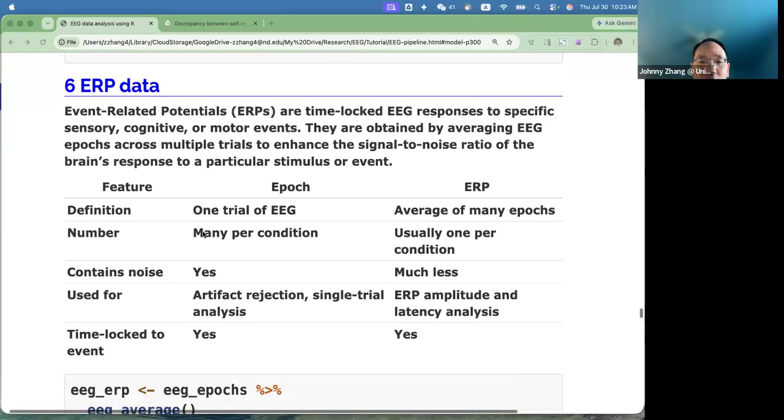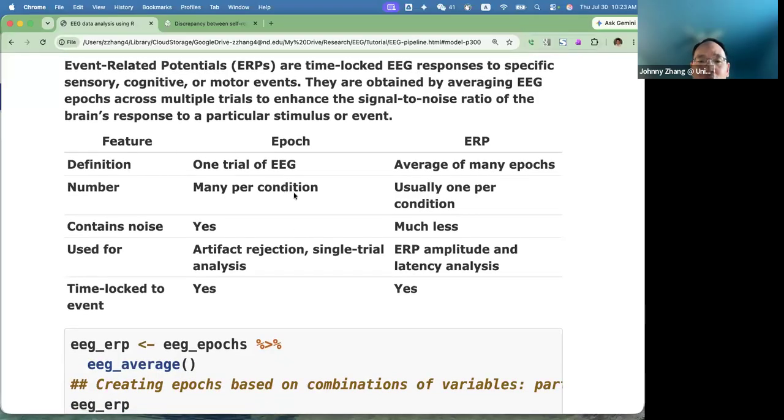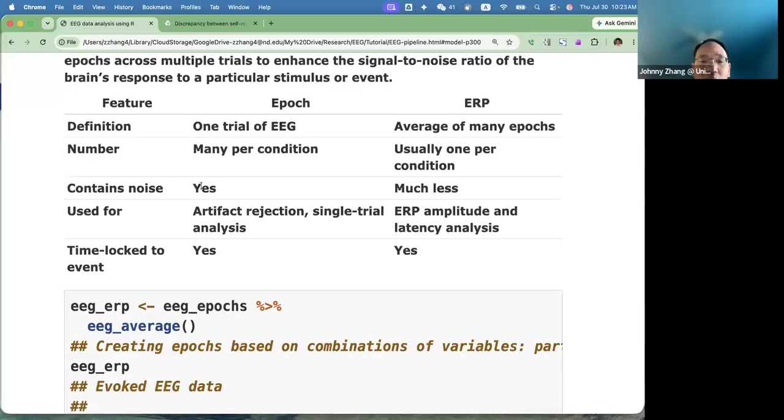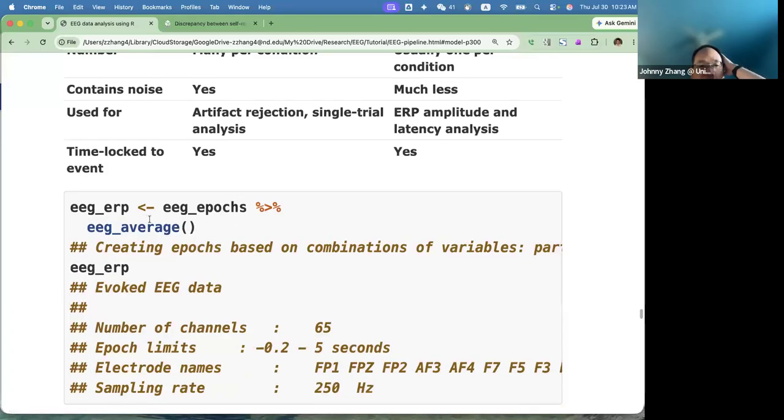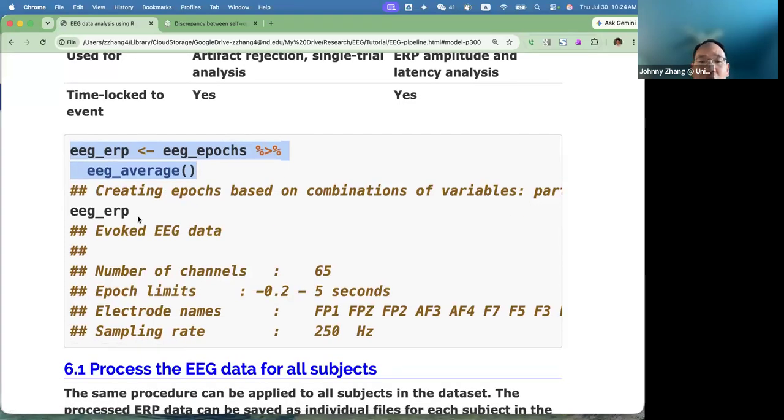Okay. So the difference is that for epochs it is just one trial, while for ERP it is an average. For the epochs in each condition, when we have many different epochs, for example 40 images, we would have 40 individual epochs. For ERP, we only have one. Each epoch may have more noise than the ERP data. For both, we are locked to the event or to the stimuli. So therefore, to get ERP data, we can simply average the epoch data. So now we have the ERP data.